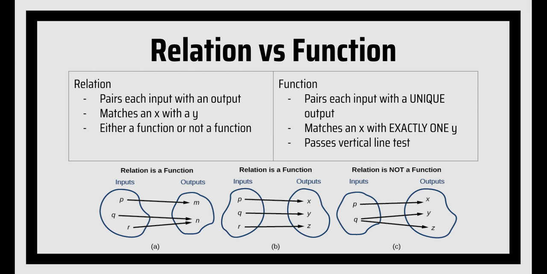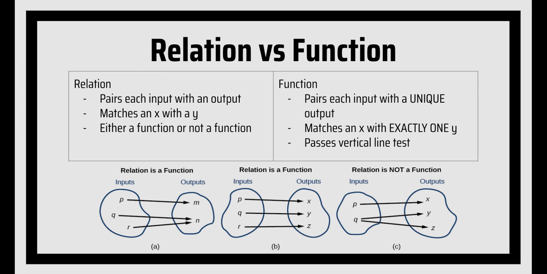Relation versus function. A relation pairs each input with an output, matches an x with a y. It's either a function or not a function. A function is always a relation. A function pairs each input with a unique output. It matches an x with exactly one y. And if you're looking at it in terms of the graph, it can pass the vertical line test.